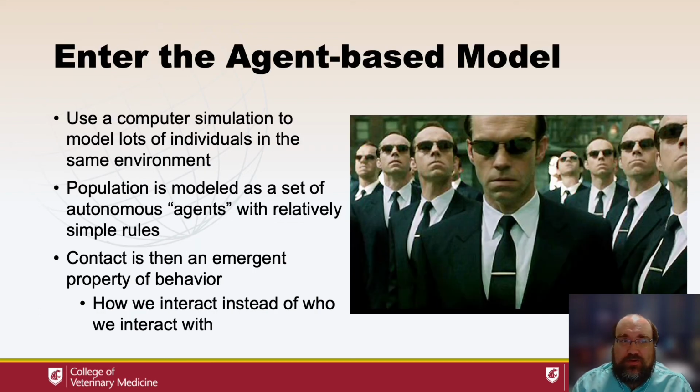Now, what an agent-based model is: we use a computer simulation to model lots of individuals, aka agents, in the same environment. The population is modeled as these autonomous agents, and that autonomous bit is important. What agents are governed by is a set of rules. This is how they go about their day, how they move, how they come in contact with each other. And this is an emergent property of behavior. Someone goes to work, someone else goes to work in that same place, now they're in contact. We don't just say these two people are in contact. So this is modeling how we interact instead of who necessarily we interact with.